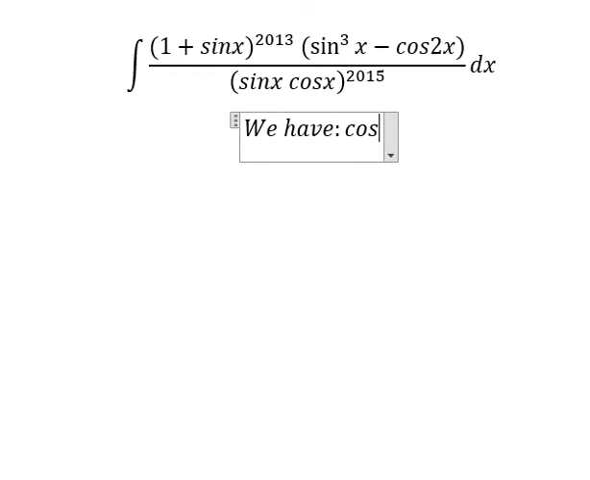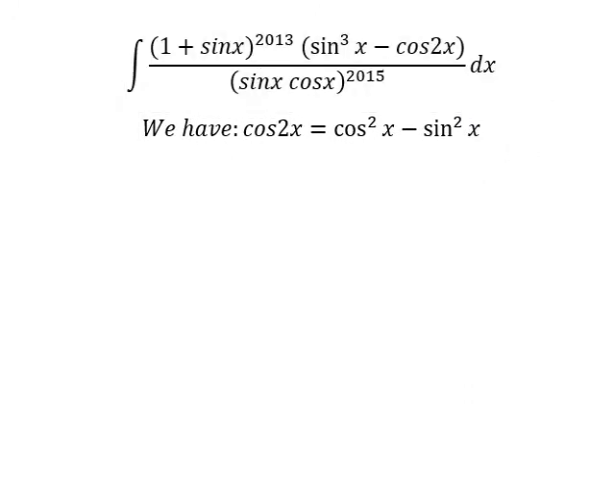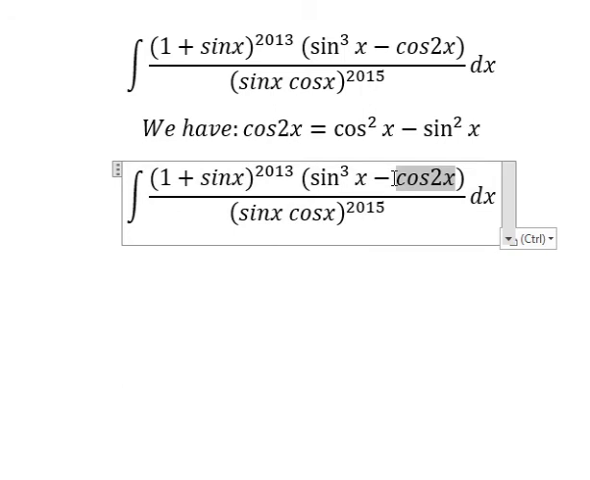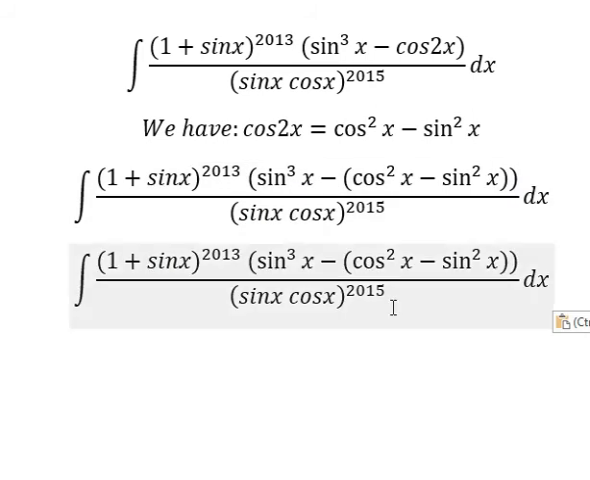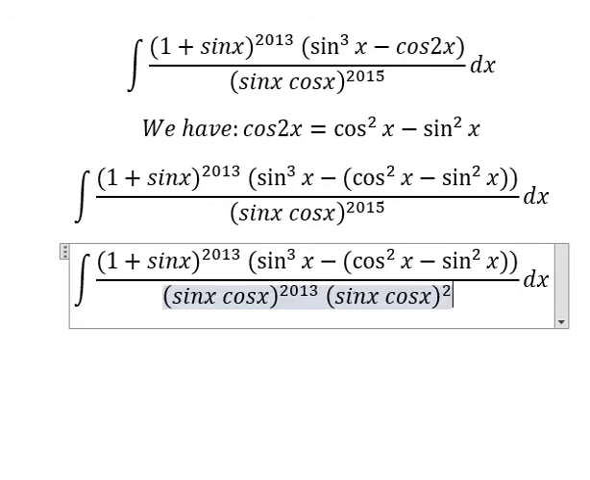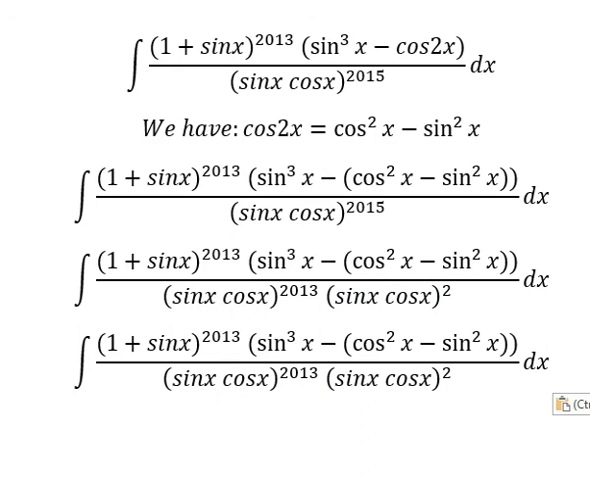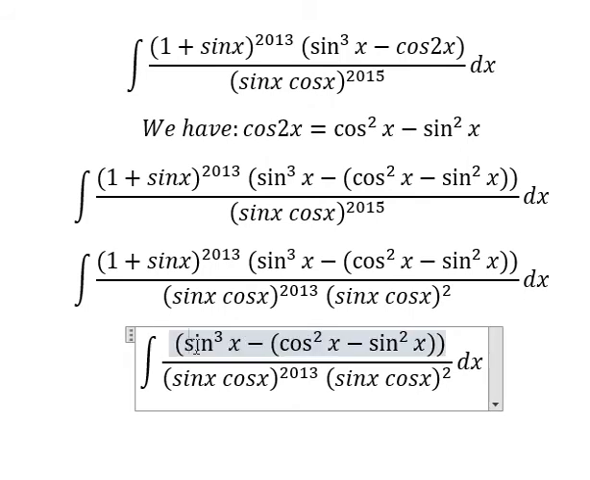That is about cosine 2x equals cosine squared x minus sine squared x. So this one we change by this one, and this one we change by this one, because we have the same power 2013 and this one in here. So we can put like this.